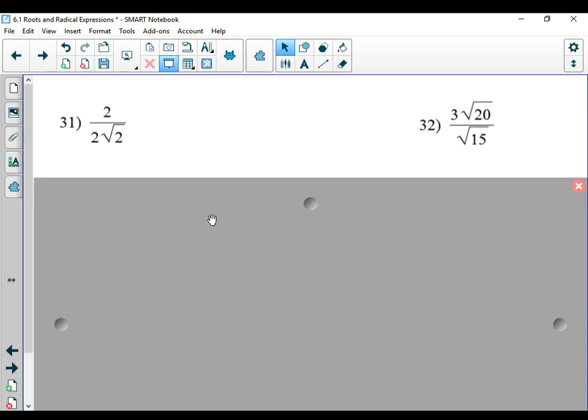Anybody? How can we make the square root of 2 disappear, or the square root disappear, but squaring it is not an option? Yeah? Multiplying the numerator and denominator by square root of 2.